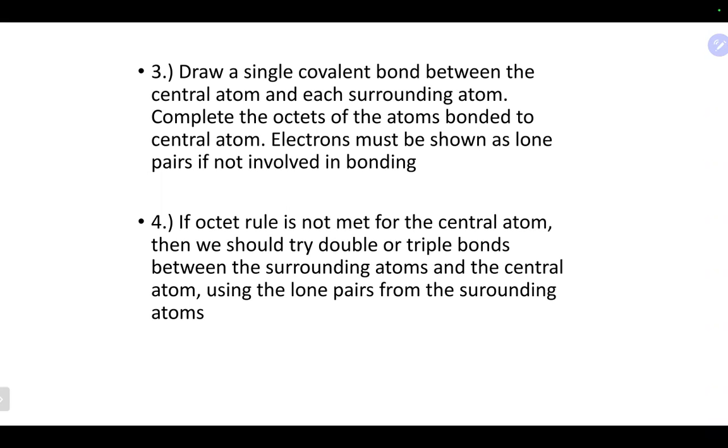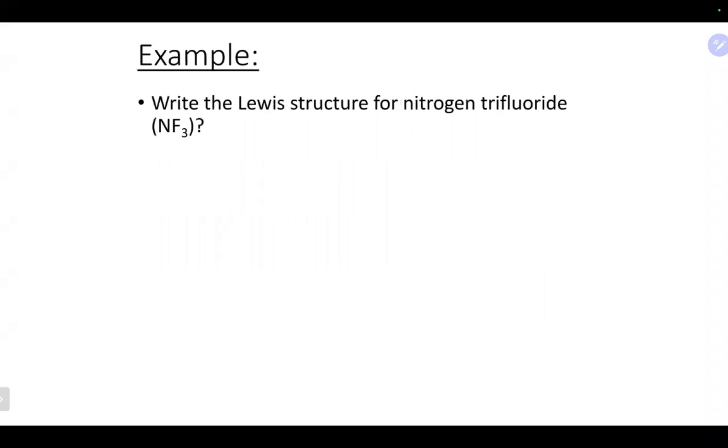The last thing you want to do is make sure everybody meets the octet rule. And it's at this point that if something does not meet the octet rule, then you need to fix it. The way we fix it in this class is by making a double bond. If that doesn't fix it, we fix it by making a triple bond. Once again, we do not want a double bond or triple bond right out of the box. We want to save that for trying to fix things. So let's do one together to see how we should do it.